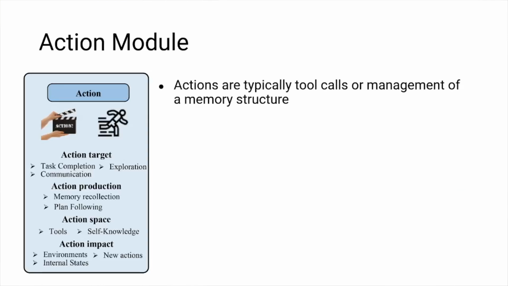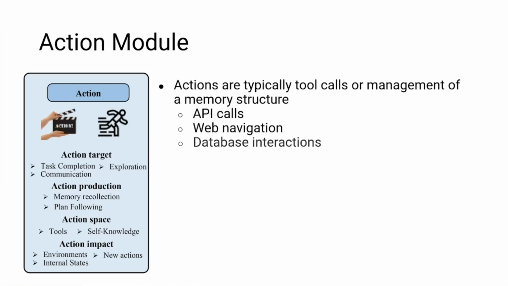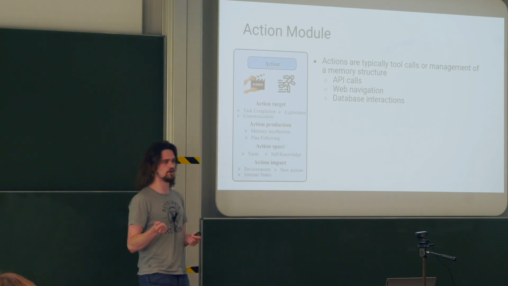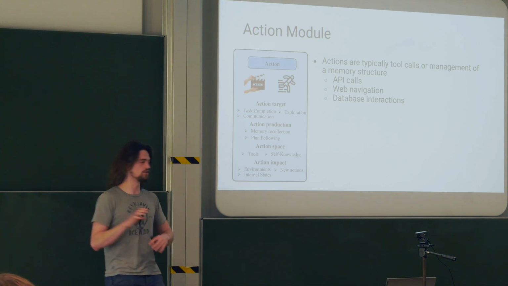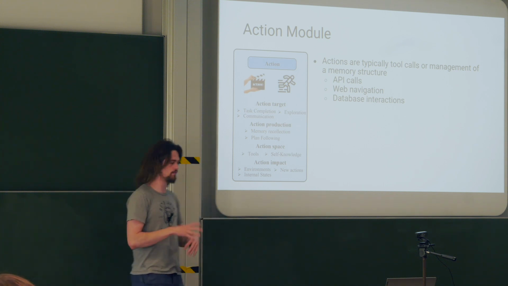So yeah, actions are typically tool calls or management of some memory structure. This could be calls to an API, it could be navigating the web, it could be interacting with some database, not just a memory database, but maybe you give it all of Wikipedia locally for it to search through with some document finding tool. Has everyone heard of RAG, or retrieval augmented generation? Okay, so for those of you who haven't, it's this very brief thing.